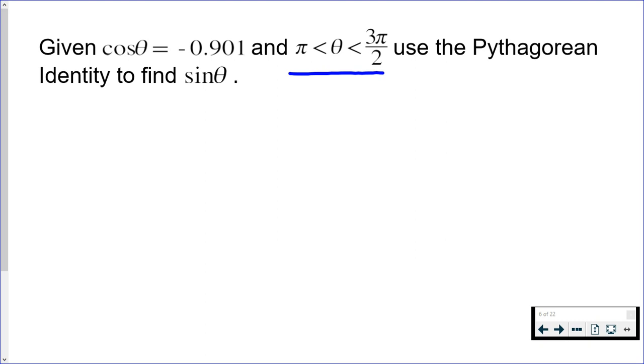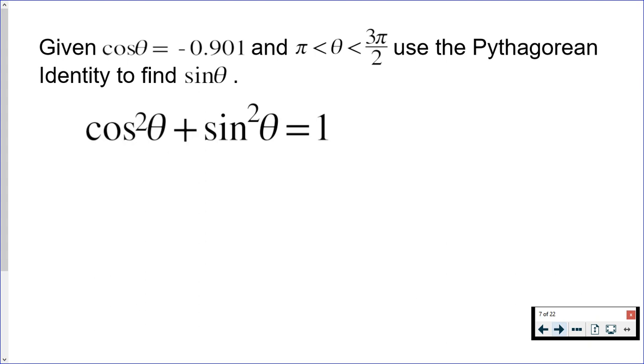In order to solve this problem, you need to know your Pythagorean identity. It's cosine squared plus sine squared equals 1. You need to have this memorized, and once you have it memorized, you can just use it to solve for whatever the question is asking for.